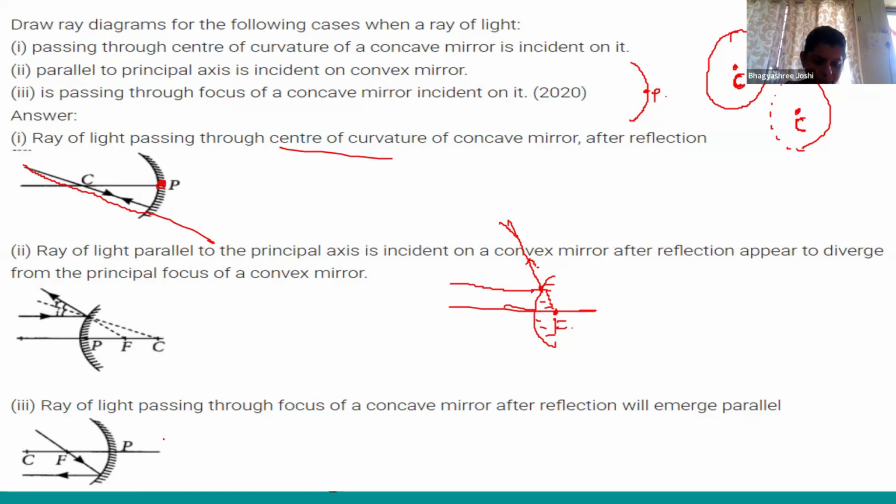Okay, next. A ray of light passing through the focus of a concave mirror will emerge parallel after reflection. So here it is passing through the focus, and after reflection it travels parallel to the principal axis like this. Okay. Next one.